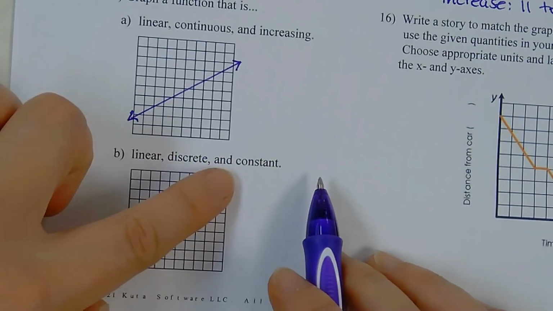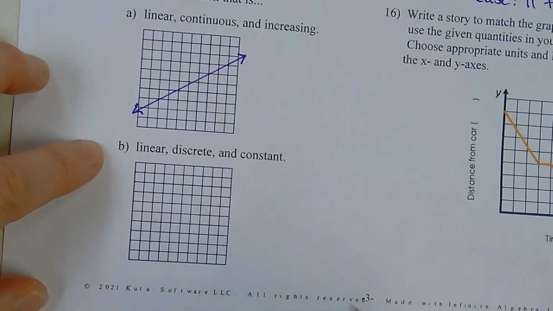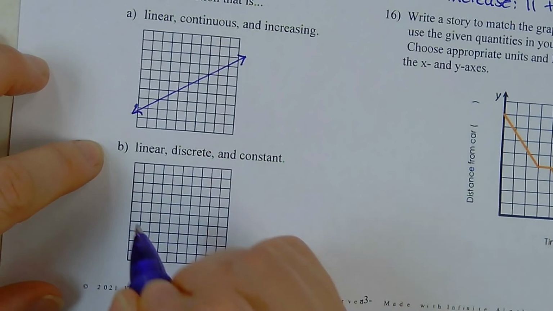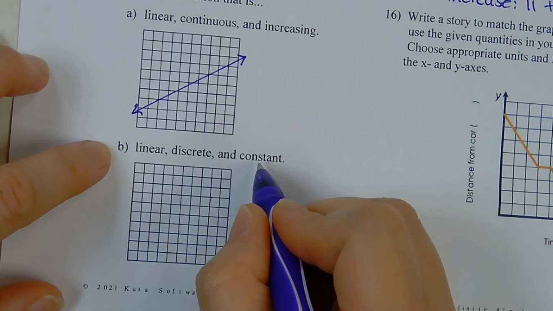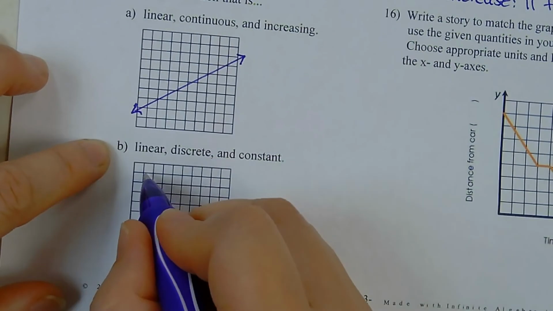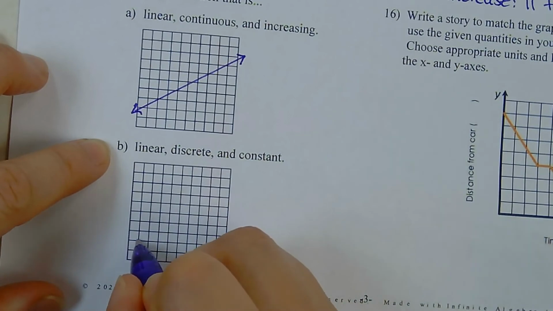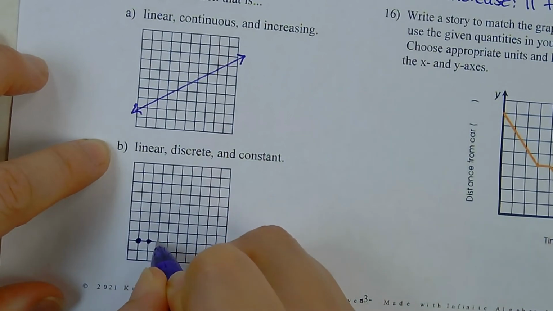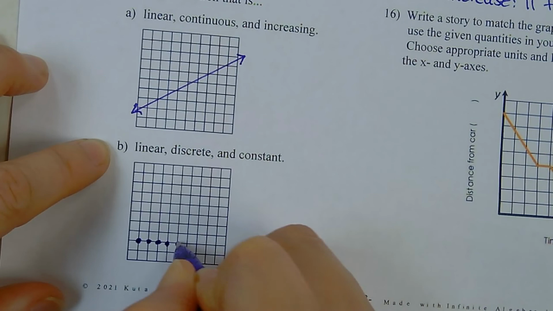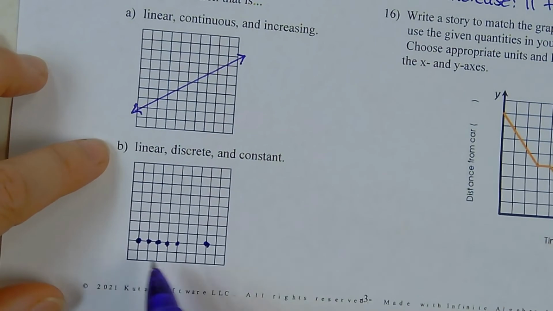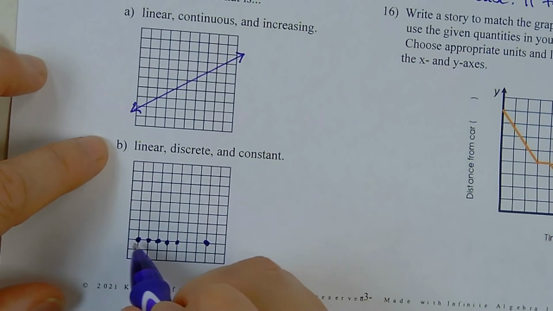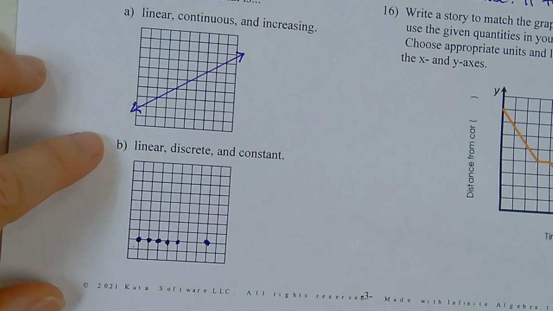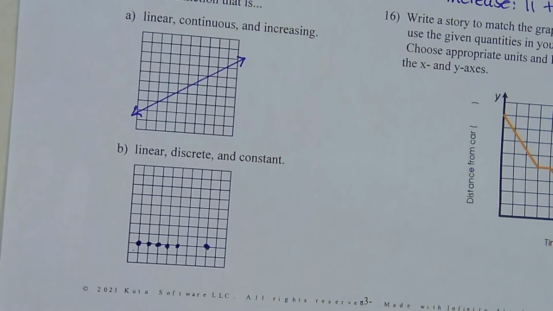Linear, discrete, and constant. Okay, ooh. We know linear, but it's discrete, which means we want distinct points, and constant means we're going straight across. So you can pick any of these lines right here. I'm going to pick this one right here, and I'm just going to go straight across. Technically, it can be like that, because it's still linear, and it's discrete, and it's constant. I'm not moving up or down. It's just going straight across. You could have done that up here. If you want to do all the little intersections, you can do that as well. That works too. Okie dokes.